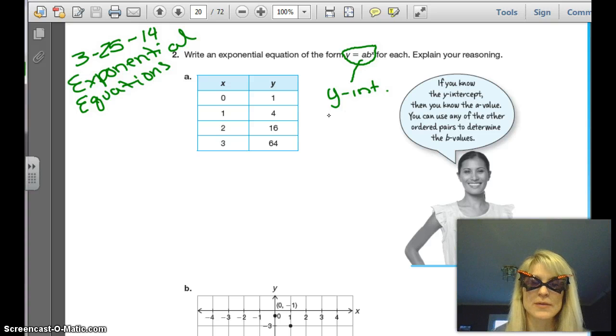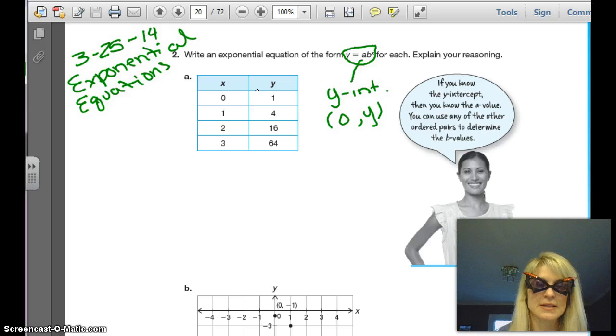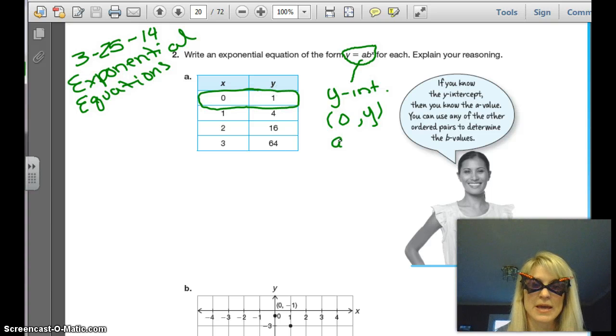Here, you have to understand that the y-intercept is when x is 0, and you have some number for y. So looking at our chart here, I can tell this x is 0, so my y-intercept is 1. Therefore, my a equals 1. So now for creating this equation, I know that my a is 1. I don't know my y, b, or x, but I know my a is 1. So really what I need to find out is the b.